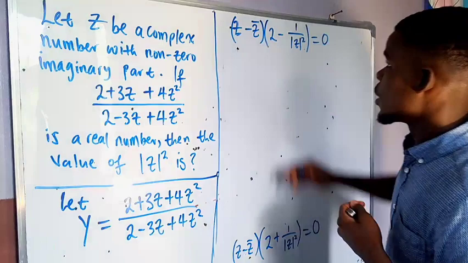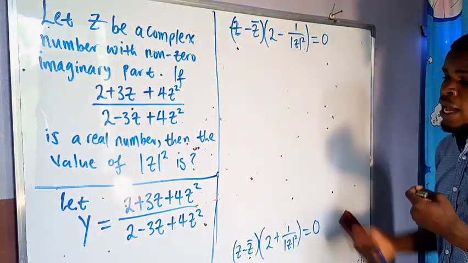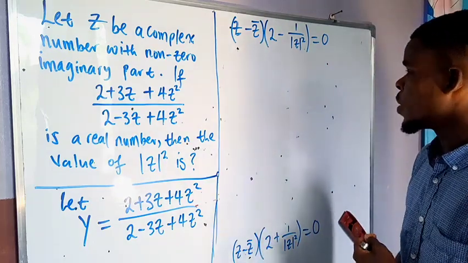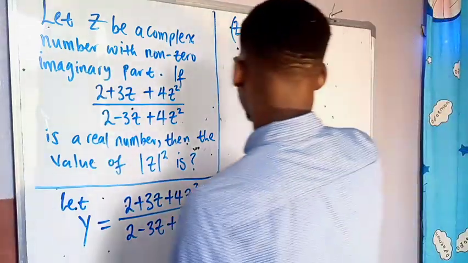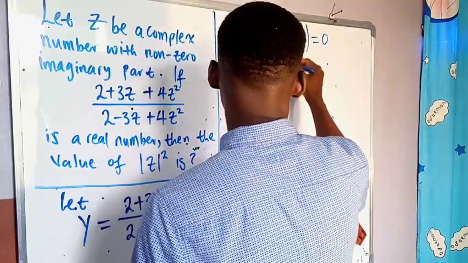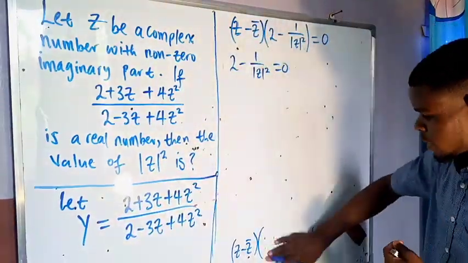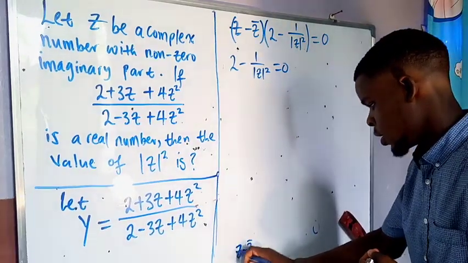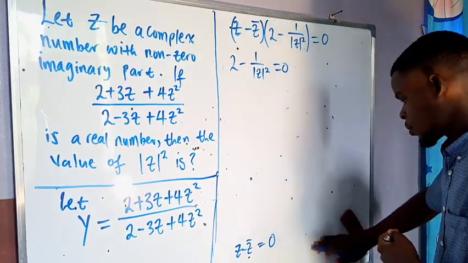Now you notice that the product of these two terms gives us 0. That means at least one of them must be 0. Both of them may be 0, but at least one of them must be 0. Now let's see, can this one be 0? It's either this one is 0, that is 2 plus 1 over the modulus of z squared, or this right here is 0, z minus z bar is equal to 0.